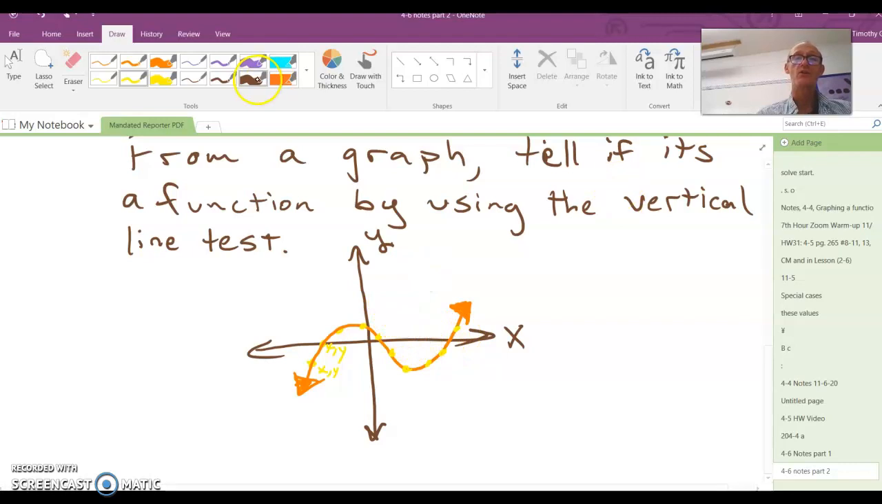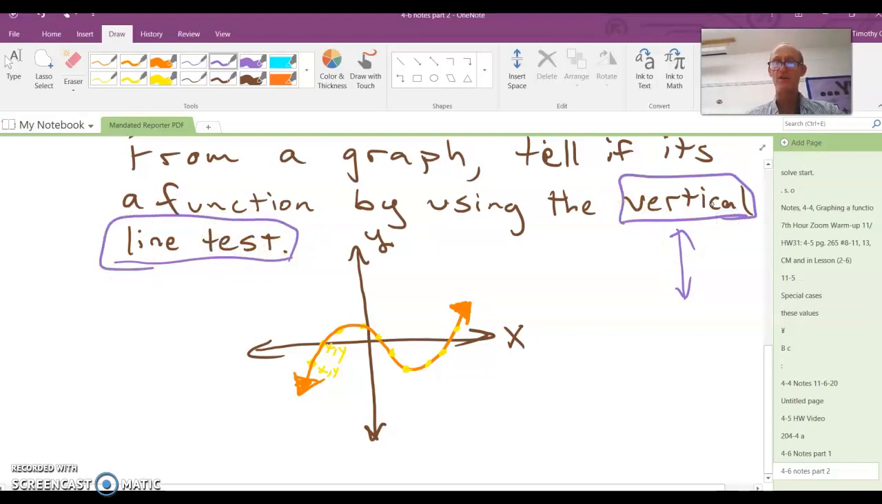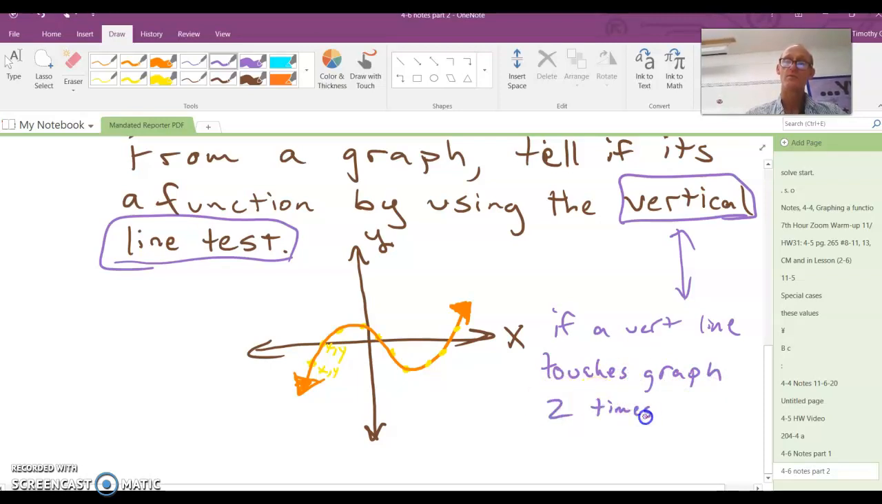Now, there's something called the vertical line test. A vertical line is up and down. And the vertical line test is: if any vertical line touches the graph twice, the graph is not a function. So if a vertical line touches the graph 2 times, it's not a function.